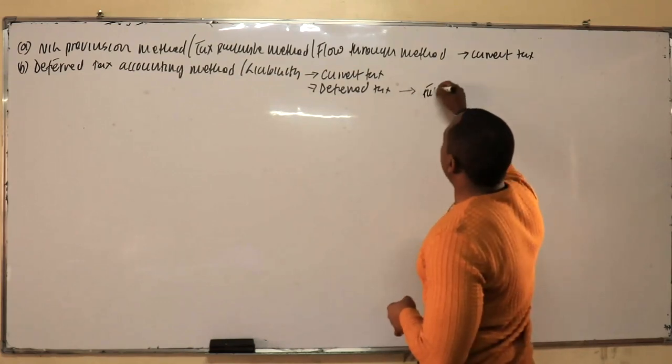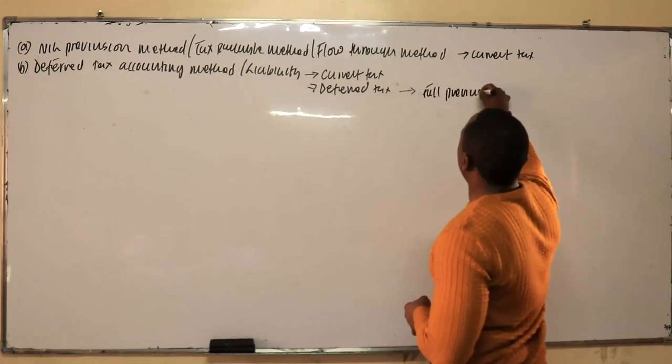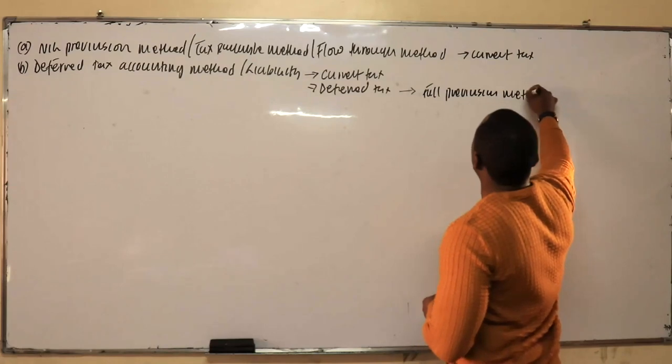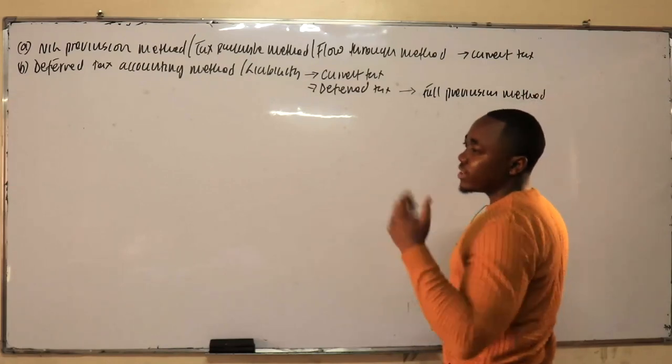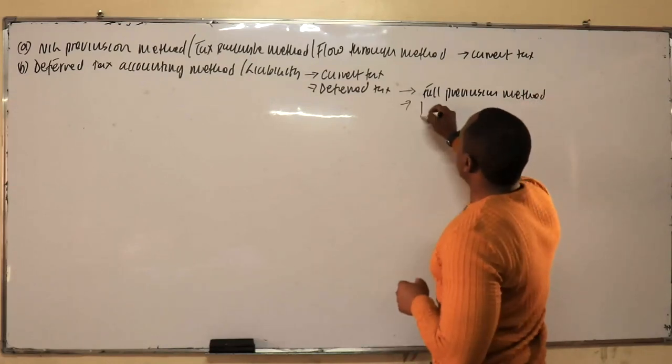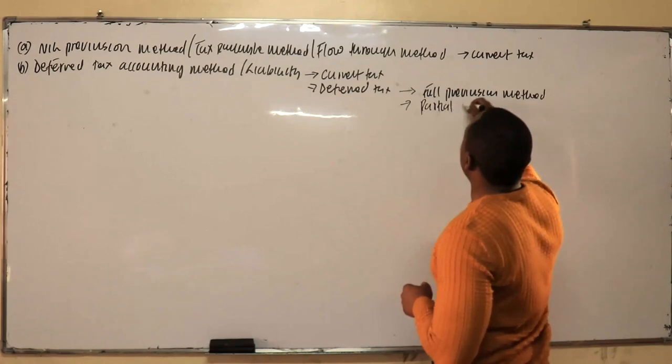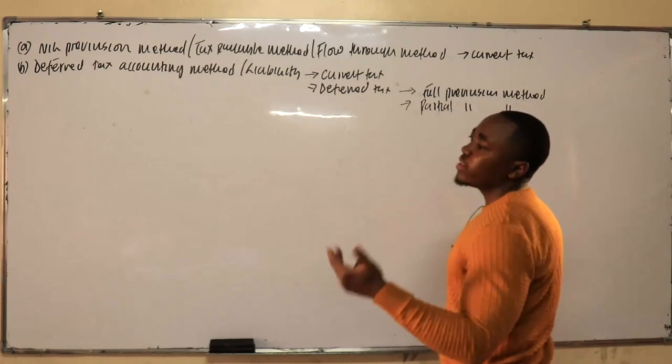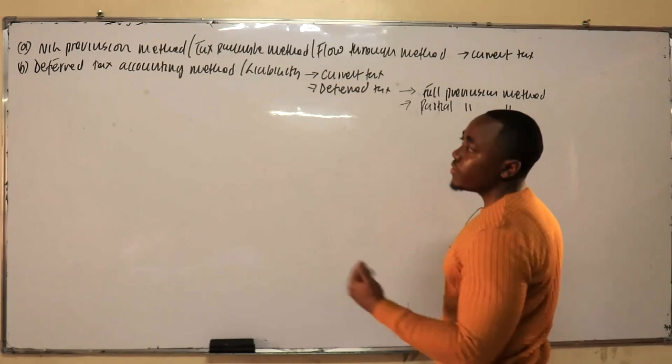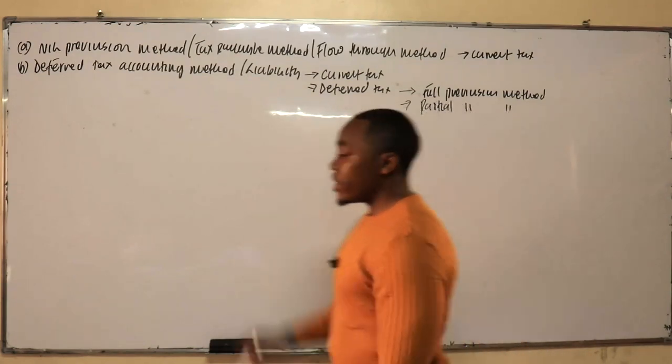One is the full provision method, where you consider all the temporary differences for the transactions. And then you also have what we call the partial provision method, where we only recognize the transactions which are reasonably likely to reverse in the future. Number one, let's start with A.